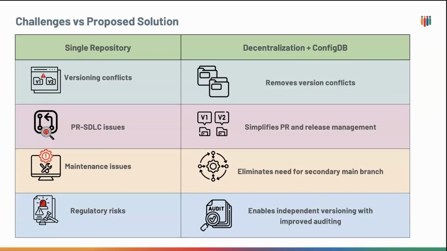Now let us walk through the comparison of the current infrastructure challenges and how the proposed solution of decentralization and ConfigDB will address them. By separating pipelines into individual repositories, we can assign version numbers, GitHub tags, and fix versions separately. This removes version conflicts, simplifies PR and release management, and reduces maintenance overhead as we eliminate the need for a secondary main branch. And finally, we also mitigate regulatory risks with improved auditing capabilities. Next slide, please.